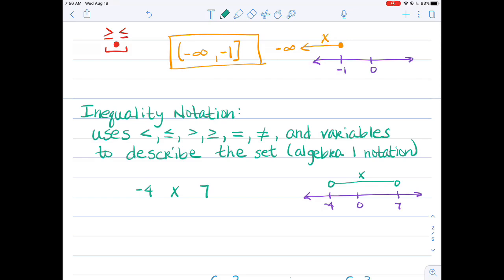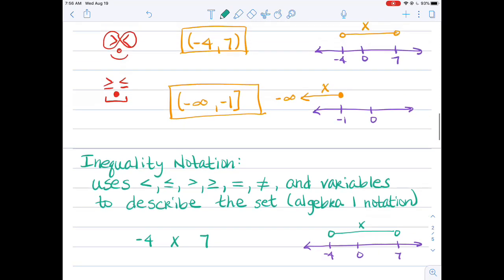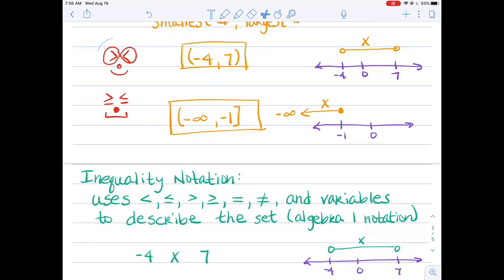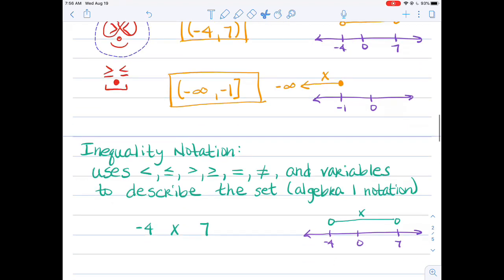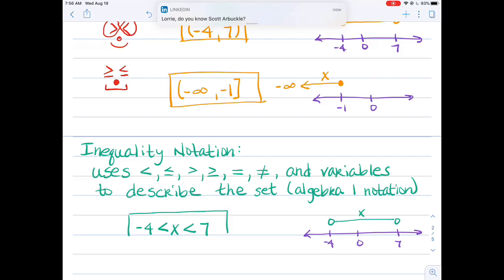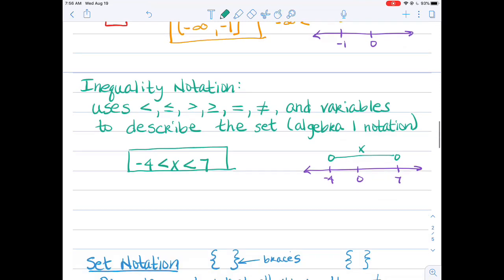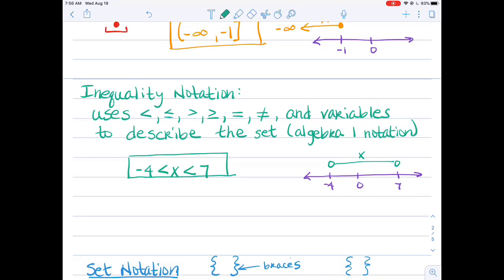I have open circles, so again, those are going to use these types of symbols. I'm going to use a less than or a greater than symbol. And -4 is less than x. X has to be bigger than -4, and x is also less than 7, so it's in between. So these would be the notations that you would use for inequality. Again, this is probably the one you're most familiar with from Algebra 1.